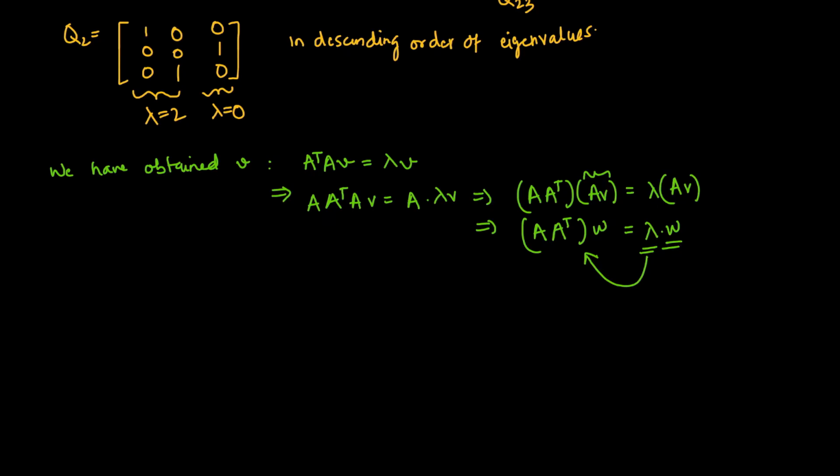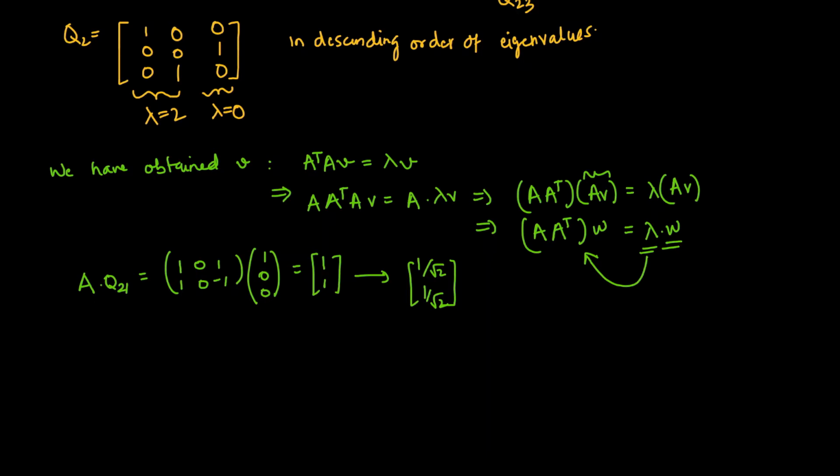So if I multiply A with Q21, the first column of Q2, I will get 1 1 0, 0 1 minus 1 multiplied with 1 0 0, this will be 1 1. This is not normalized, so I'll normalize it to obtain 1 by under root 2, 1 by under root 2, right? Now let me multiply the second column with A. This will give me 1 comma minus 1. Again, if I normalize this, I'll get 1 by under root 2 comma minus 1 by under root 2.